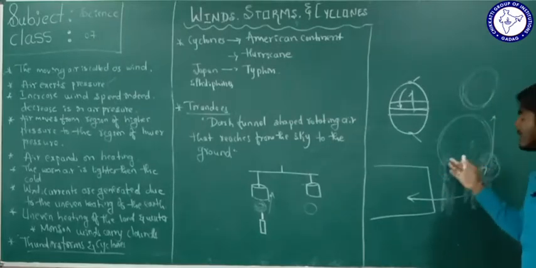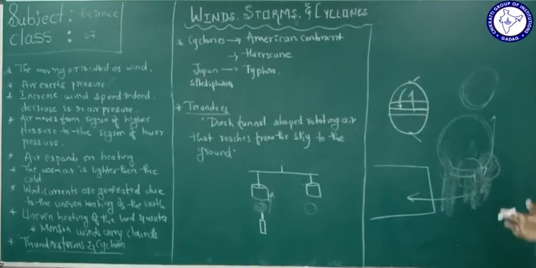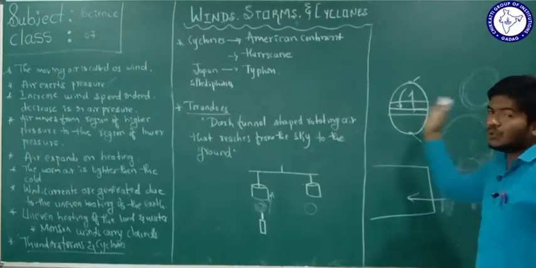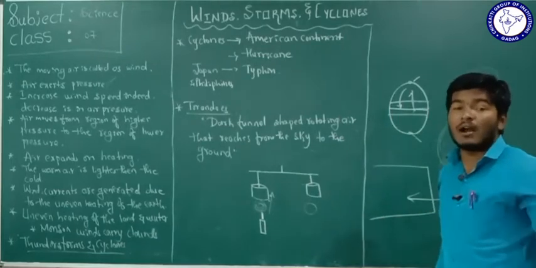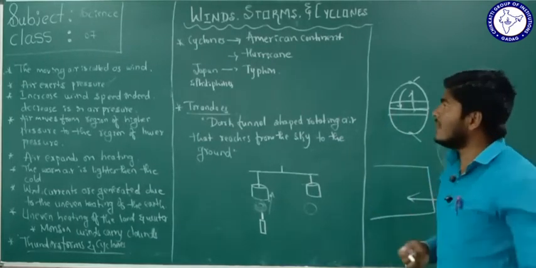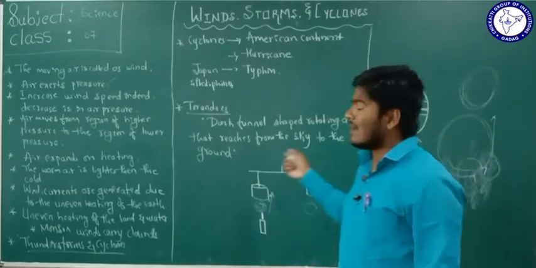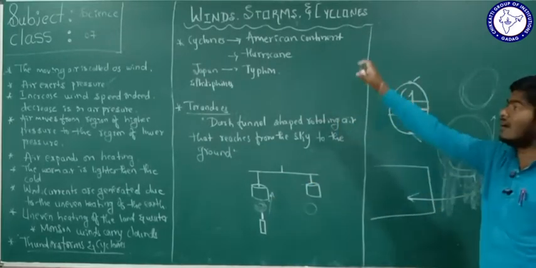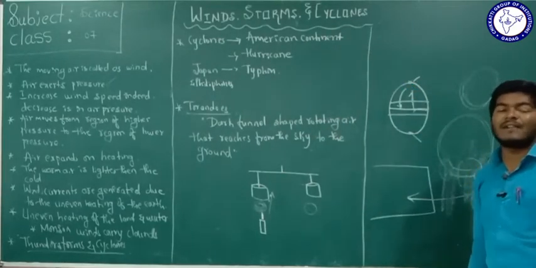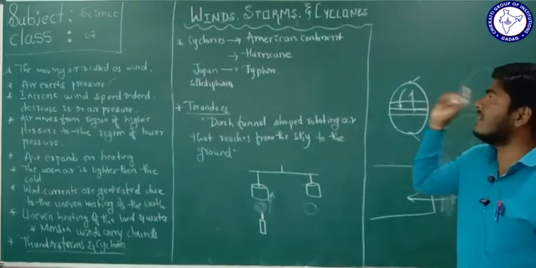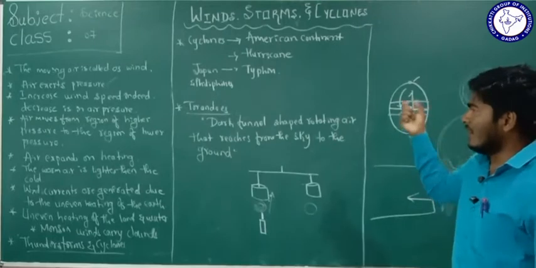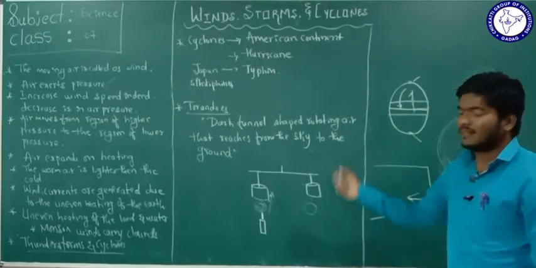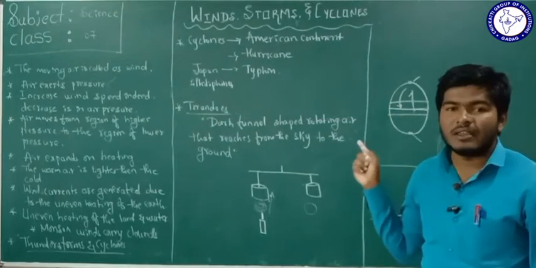And that carries a large amount of water in the form of clouds from the sea, and when that air comes towards the earth's surface, it carries a large amount of clouds and water, and we call it a cyclone. So in India, the water carrying winds are called cyclones, but cyclones have different names in different areas. In the American continent, cyclones are called hurricanes, and in Japan and the Philippines, these cyclones are called typhoons.